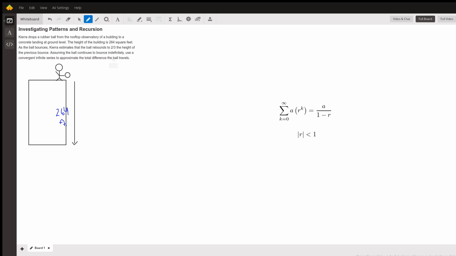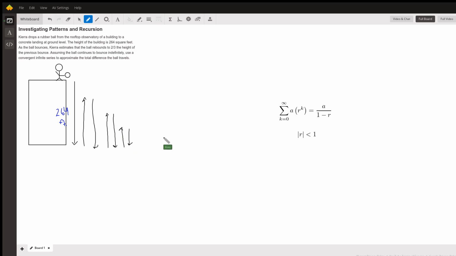There's a lot that goes into it. I'll do my best to explain each piece. Starting off with just the basic scenario. So with my beautiful picture here, Kierra's dropping her ball 264 feet, and she estimates that it's coming up to 2/3 of its previous height after each bounce. So it's going to come up to 2/3 of 264, then go back down, and then 2/3 of whatever that is, and come back down, and that'll repeat over and over until the ball stops.